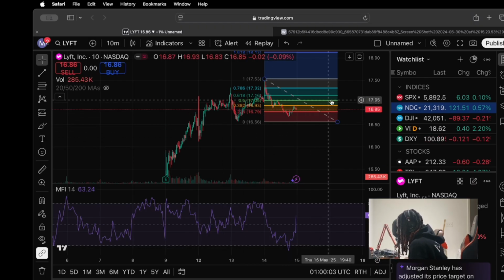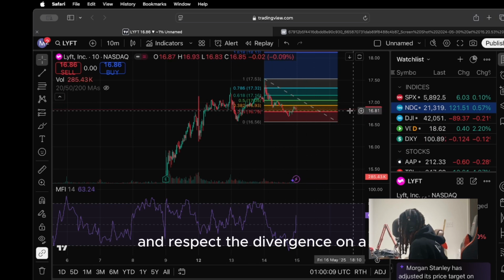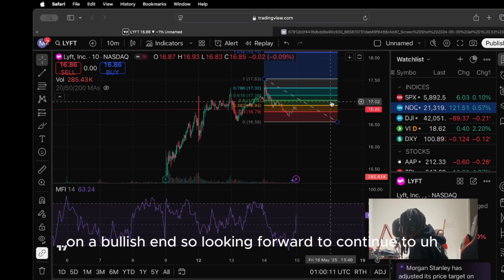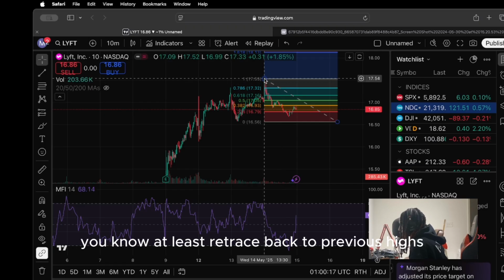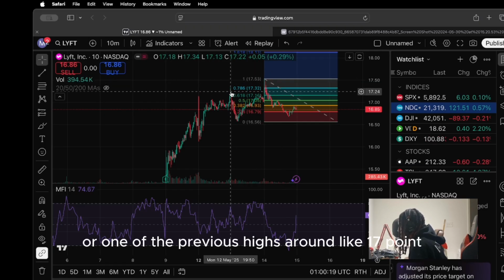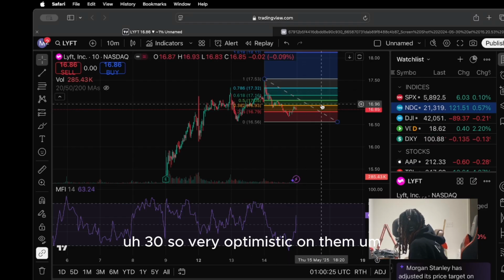So, looking forward to respect these levels right here and respect the divergence on the bullish end. Looking forward to continue to at least retrace back to previous highs, or one of the previous highs, around like 17.30. So very optimistic on them.